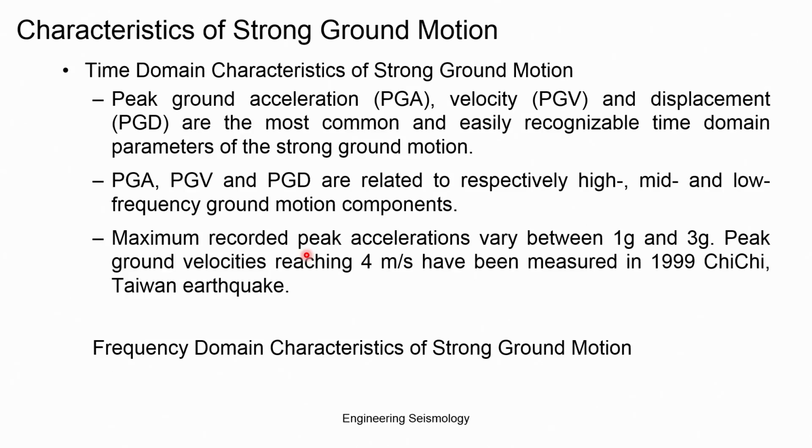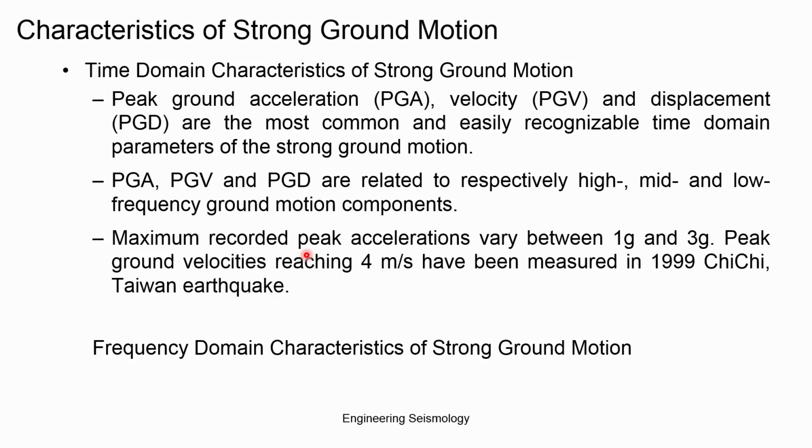Generally, for the time domain parameters, the first value taken from any record is the peak value of a particular plot, like peak ground acceleration, peak ground velocity and peak ground displacement. PGA, PGV and PGD are the short forms, related respectively to the high, mid and low frequency of the ground motion component. If you get the peak acceleration value, that is responsible for the high frequency component of the ground motion. If we get the velocity, it is the mid frequency component, and if we get the displacement, it is the low frequency component.